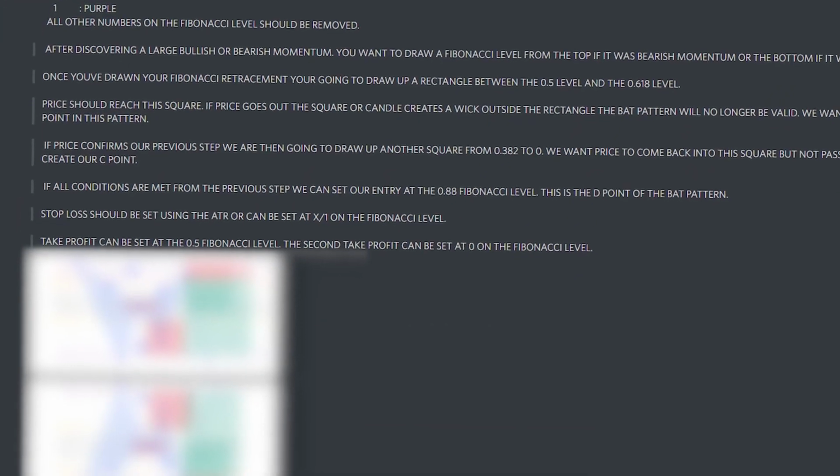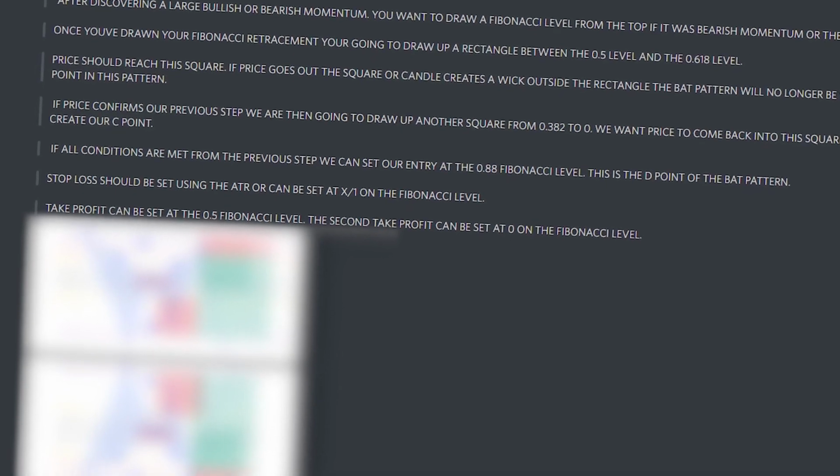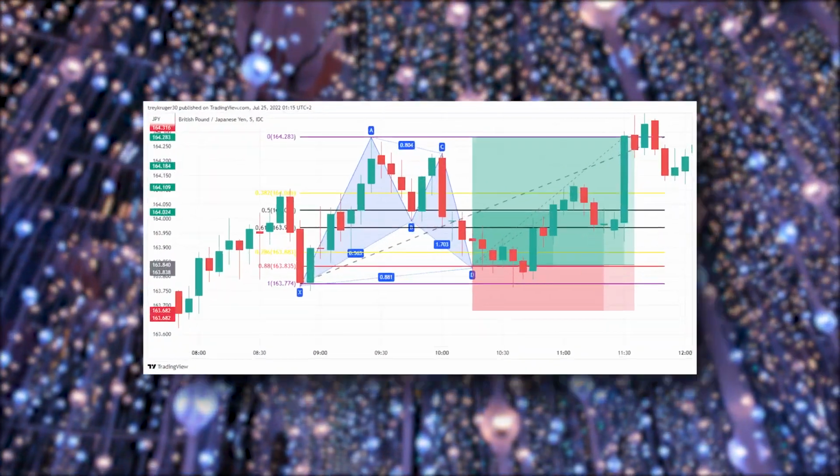That's incredible. The moment he realized how powerful this strategy actually was, he instantly shared it with me and all the premium members in the Discord. And when I say this thing is powerful, it's powerful.